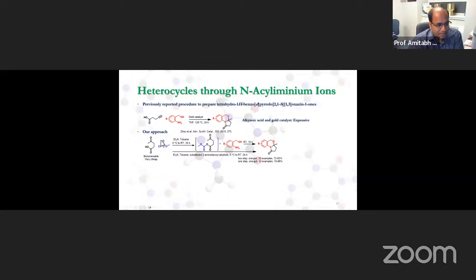We made a mixed anhydride of this levulinic acid and reacted that with this molecule containing two nucleophiles, the amino as well as hydroxy, and then at room temperature reacting with the mixed anhydride, we were able to obtain the same cyclic product.